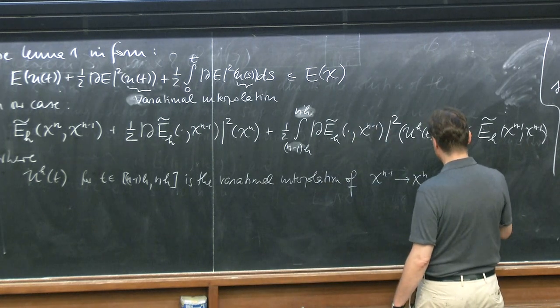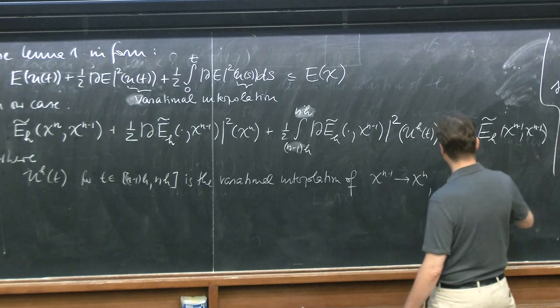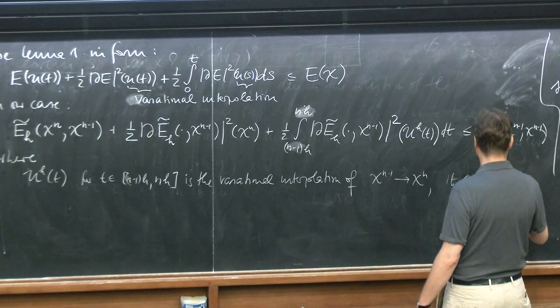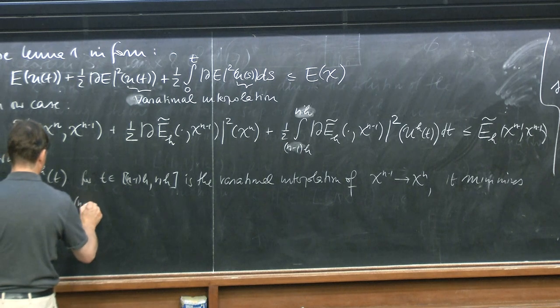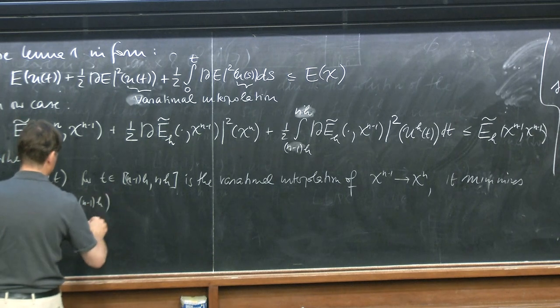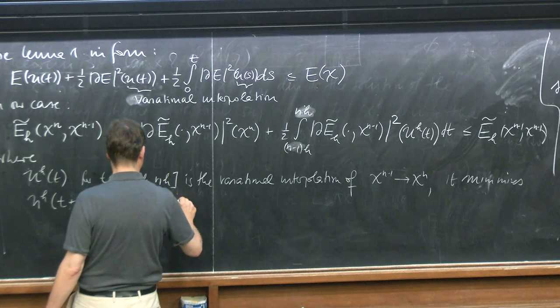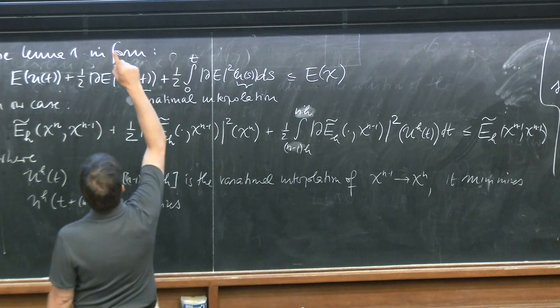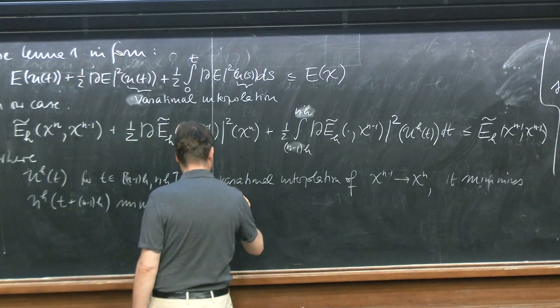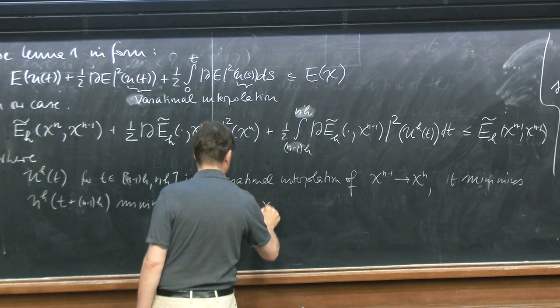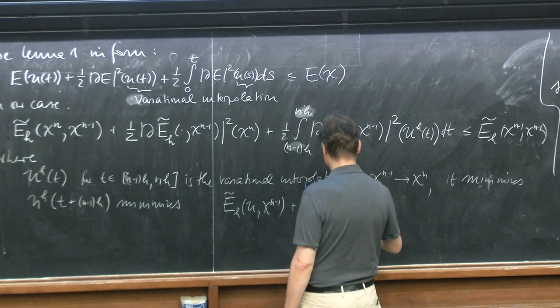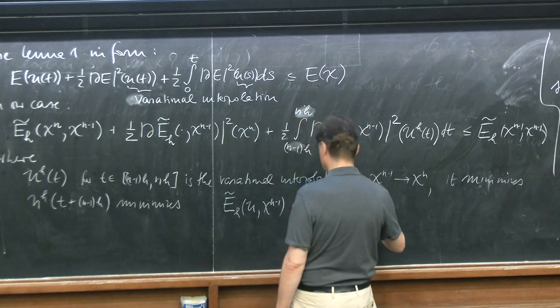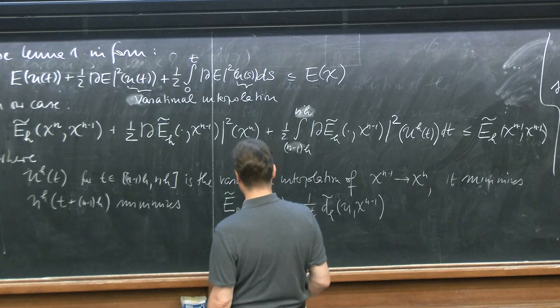That is, it solves, it minimizes, or rather I should say U_h(t minus (n minus 1)h) minimizes the functional which comes up there. So it minimizes E tilde_h(U, chi n minus 1) plus 1 over 2h d tilde_h(U, chi n minus 1) squared.